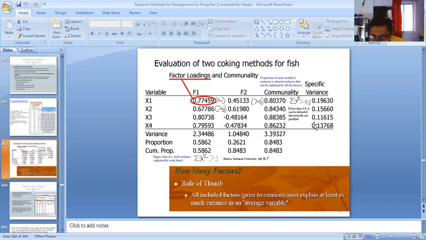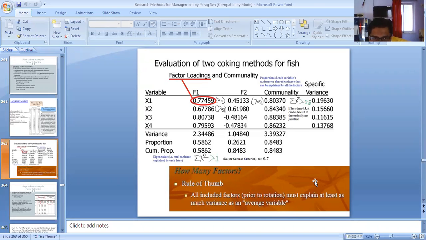Now you will ask, where are the other variances? The other variances are the uncommon variance. They may be the unique variance for the variable x1 or x2 or x3 or x4, or there is some error variance. Okay. So these are actually known as the communality.